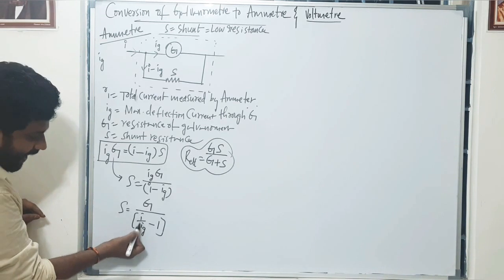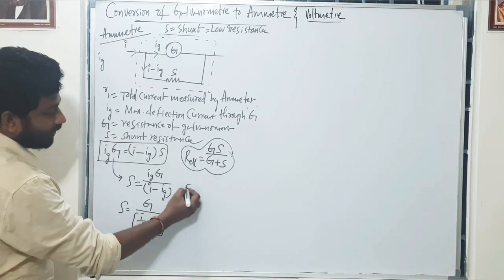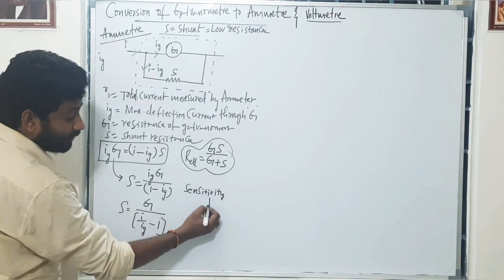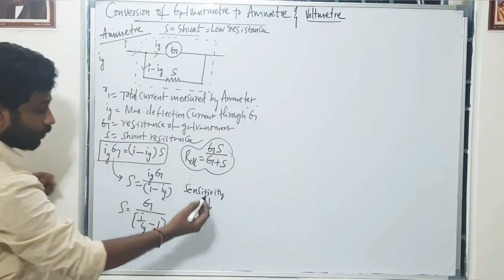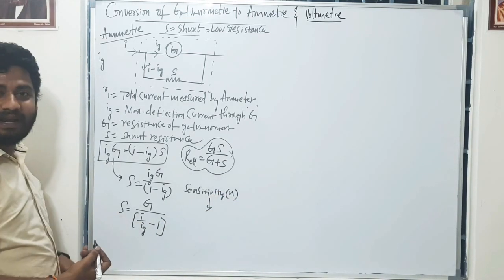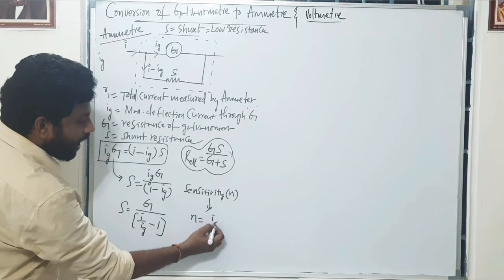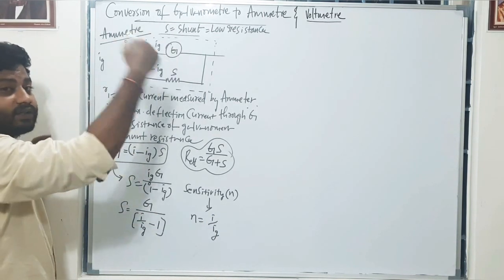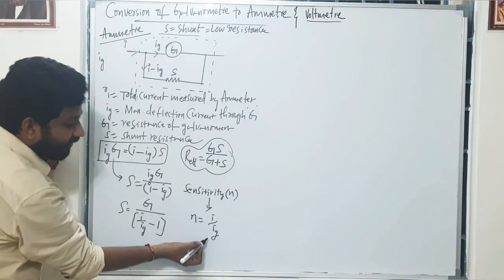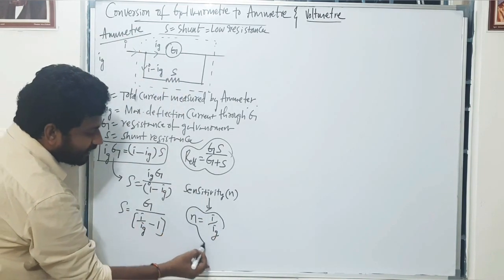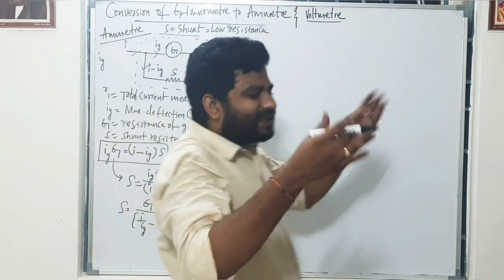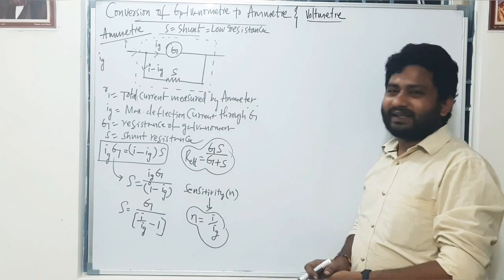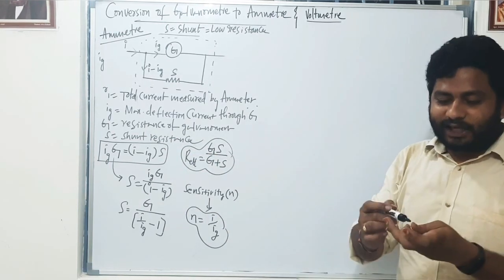What is this I by Ig? That's an important point. That is called the sensitivity of this galvanometer which is converted into an ammeter, denoted with the symbol N. So N is equal to I by Ig. I is the total current passing through the system called the ammeter, divided by the current passing through this galvanometer. So these are the main equations which are useful for us while solving numericals. That's it. So simple, right? What are the equations we have got?